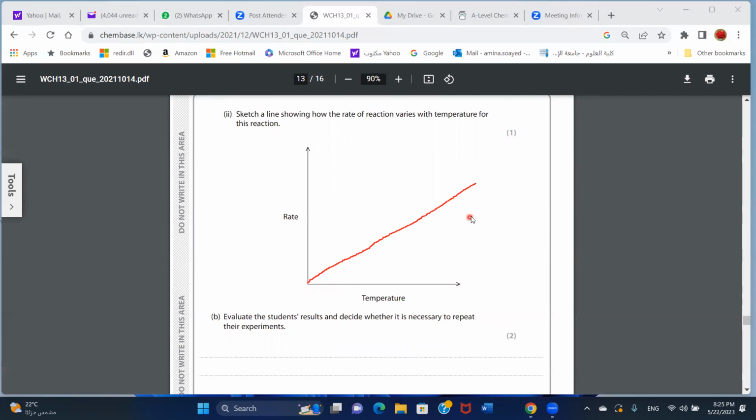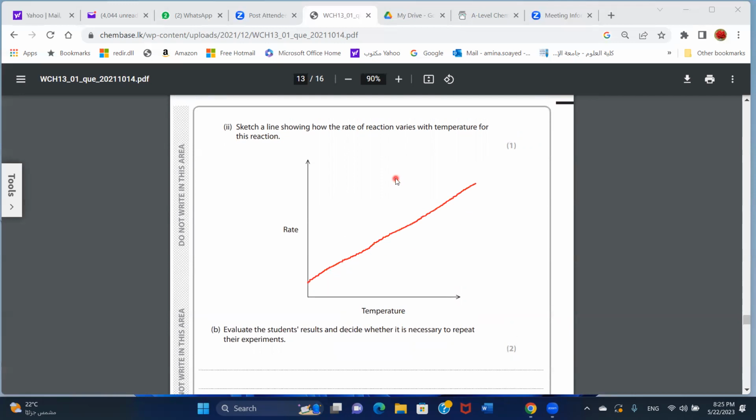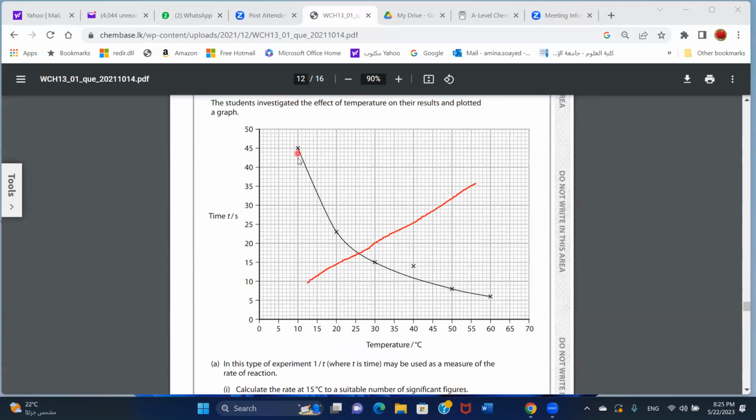Okay, now you draw a straight line, but here there was a curve, isn't it, Alishba? When we draw the time against temperature, there was a curve. And so if you take 1 over time against the temperature, it will also show a curve, isn't it? Oh, okay. Yes, miss.